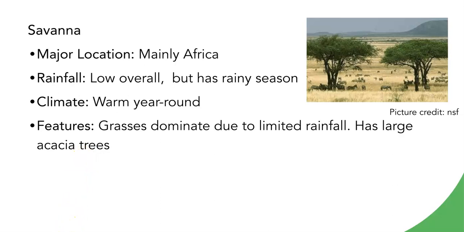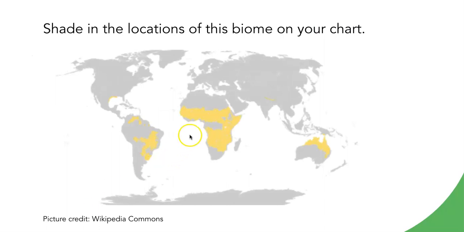And so let's take a look at that map. So you can see most of the savannas in Africa, a little bit in Australia and South America. So go ahead and shade in on your map, pause as you need to.